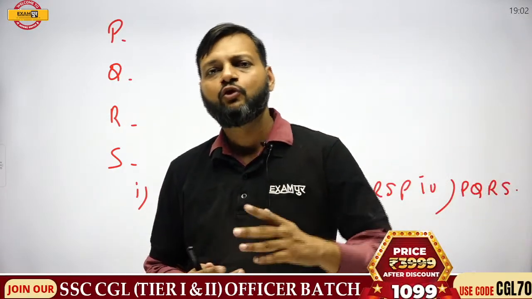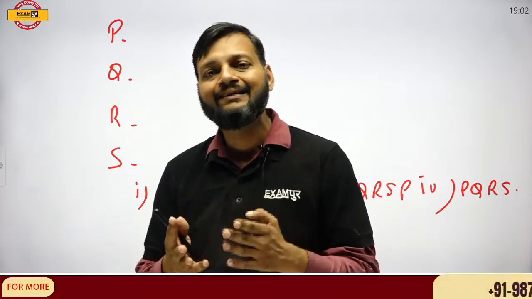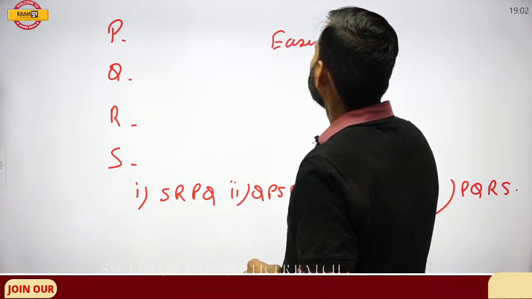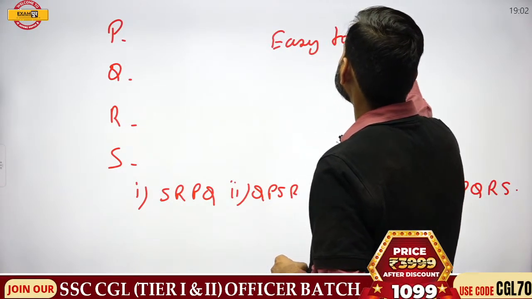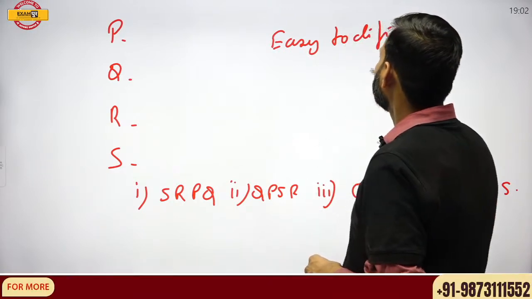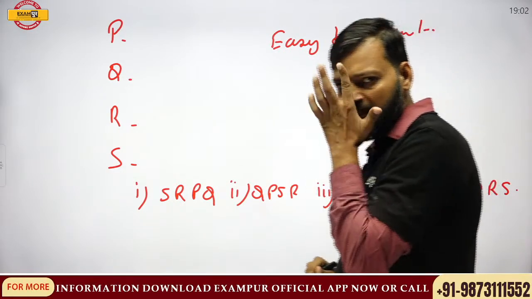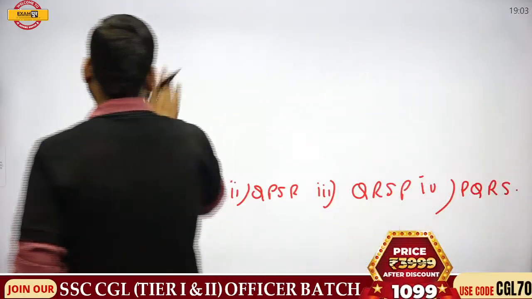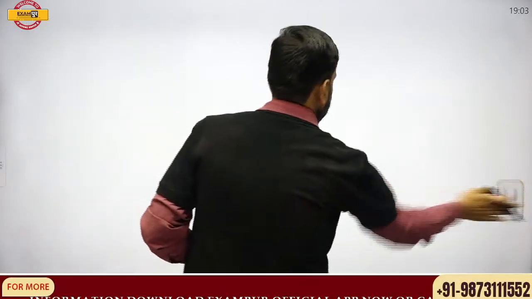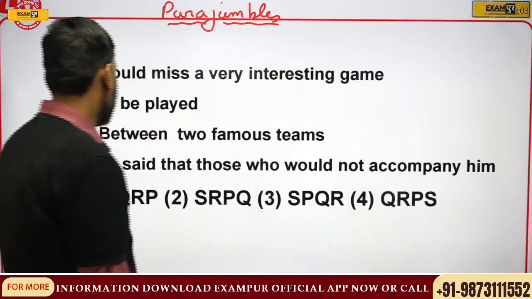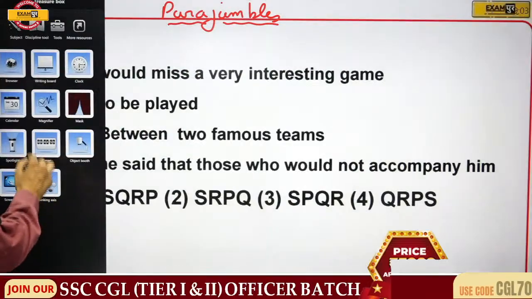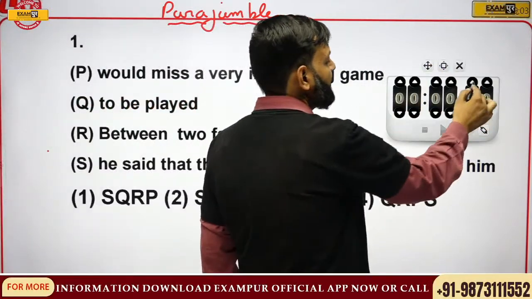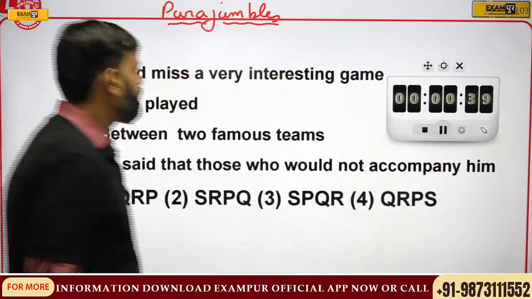So today we'll try to solve some easy parajumbles. We'll move from easy to difficult, right? So let's start. Here we have question number 1, and we'll try to solve these questions within the time. I am giving you 40 seconds for this question, and your time starts now.